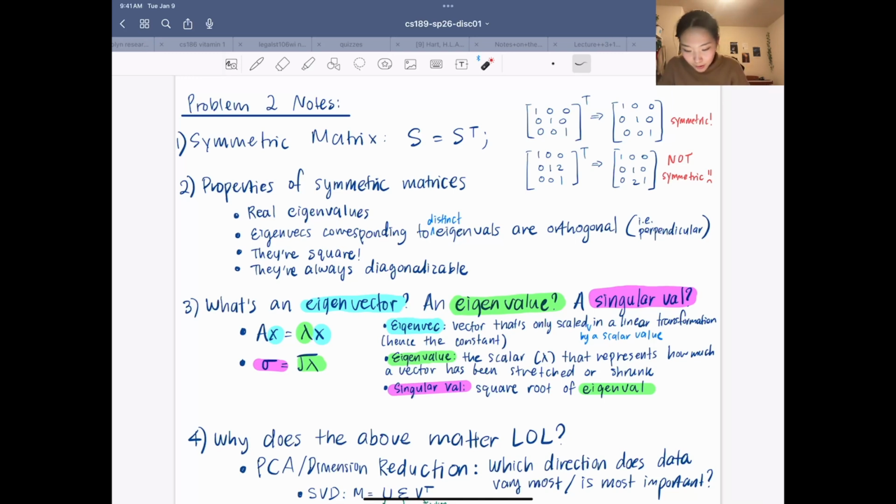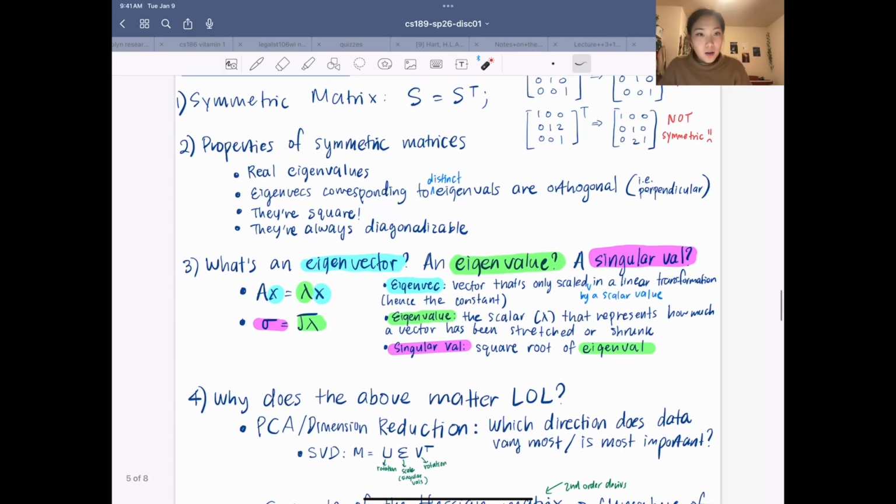Okay, and so moving on to point 3. We learned this in Math 54, or a little bit if you took 16A, but what is an eigenvector, what's an eigenvalue, and importantly, what is a singular value? So here's some quick review. An eigenvector is essentially a vector where, here is our eigenvector x, after you apply some linear transformation A onto x, it's the same thing as if you just applied some scalar value onto x.